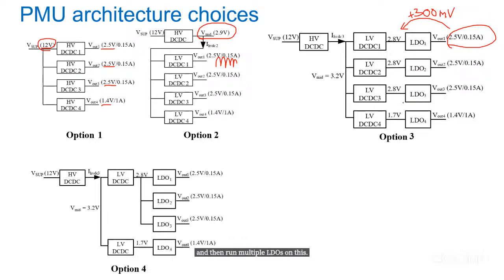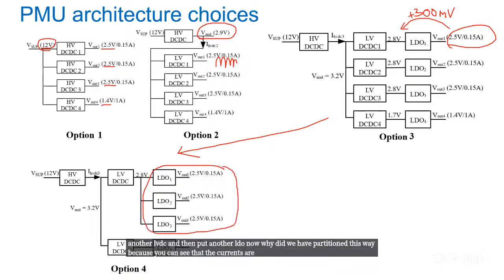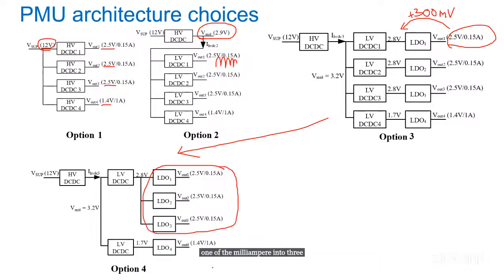So that came to this part where we said, let's put one low voltage DC-DC and then have 3 LDOs running on this DC-DC. Similarly, another LV DC-DC and then another LDO. Now, why did we partition it this way? Because you can see that the currents are 150 milliampere into 3, about 600 milliampere here, and then approximately 1 ampere here, right? So we kind of split the energy budget into half and half, and that's why the LV DC-DCs could be operated similarly.